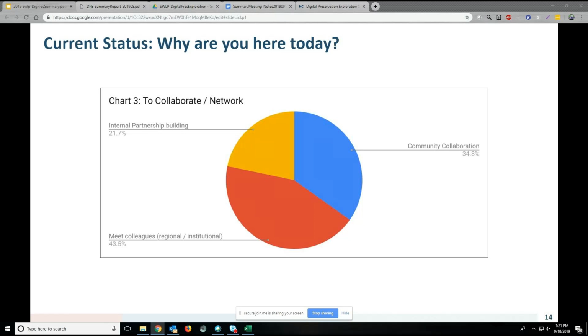Another category or theme that propped up from these answers was to collaborate and network. So whether that means collaborating in terms of building internal partnerships at people's institutions, or doing more for community collaboration, or just meeting colleagues at this event, regional and institutional, to foster more collaboration and networking, which was also, again, the meeting the colleagues was the most common one. And this in general was also a major theme of each meeting, the concept of let's not do this in a vacuum, let's collaborate and talk openly and have transparency about these processes.